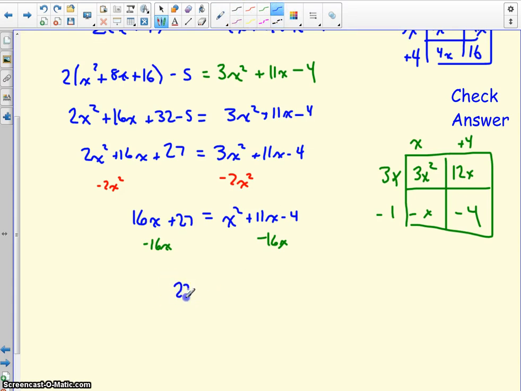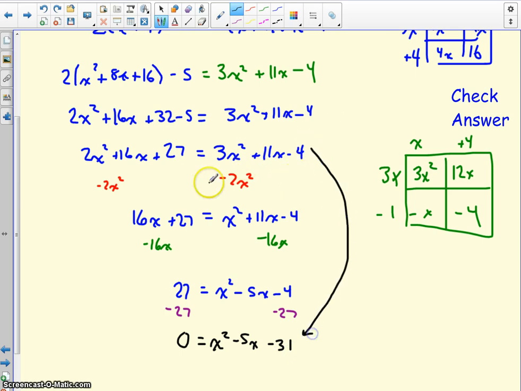Okay, so I have just 27 left on the left, and I have x squared minus 5x minus 4. Okay, and then subtract 27. And again, you can very easily skip a lot of these steps and do all of this in one. So I'm going to have 0, x squared, minus 5x, and then minus 31. Okay, and again, you should be able to go straight from here down to here. I just showed all the intermediate steps, but you can move everything over in one step.